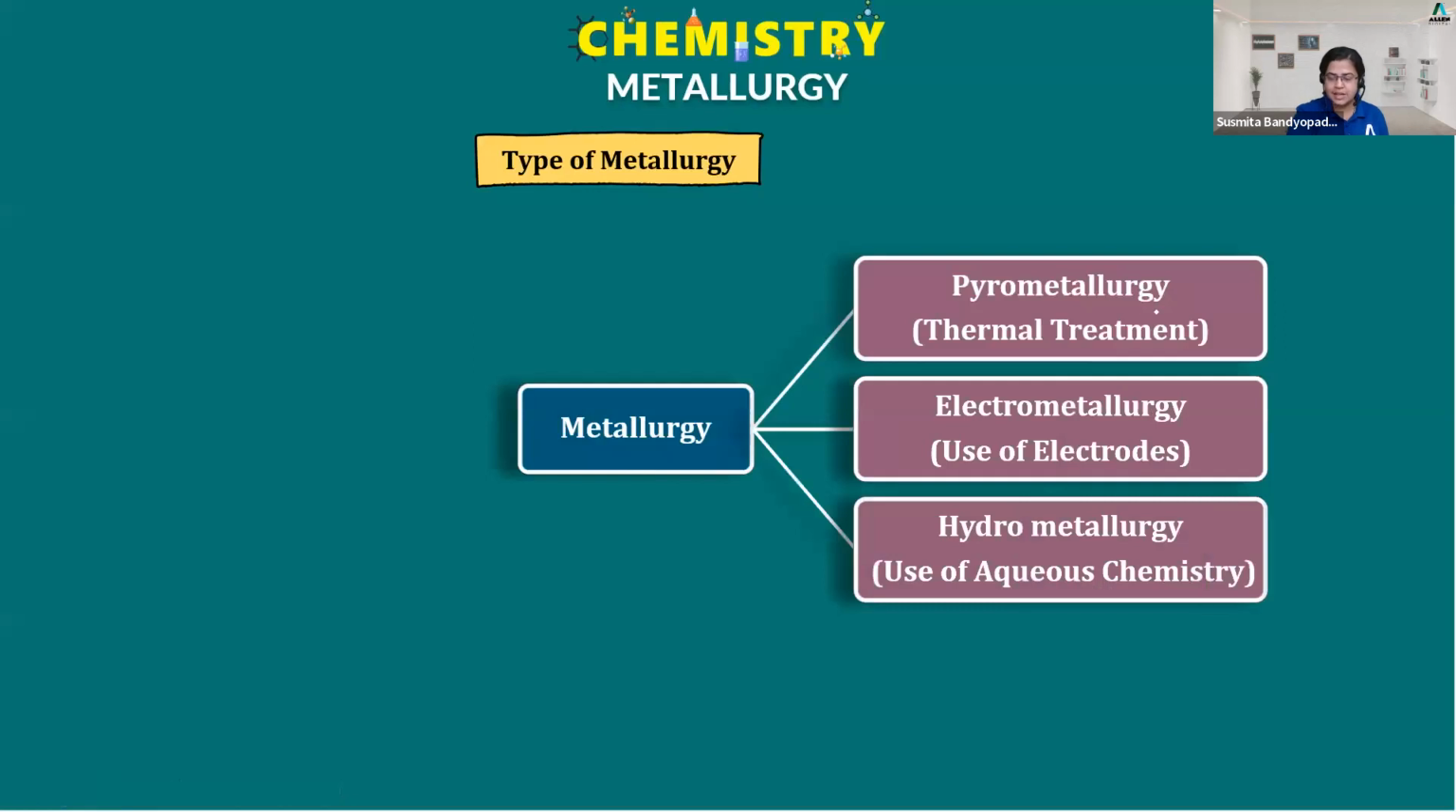Pyrometallurgy, when we heat something and we get a desired metal, pyrometallurgy. Use electrolysis, use of electrodes, an electrolysis process where electrical energy is supplied, and that brings about a chemical reaction. Electrometallurgy. Hydrometallurgy will carry out certain reactions in the aqueous medium and we get some metals like gold and silver.